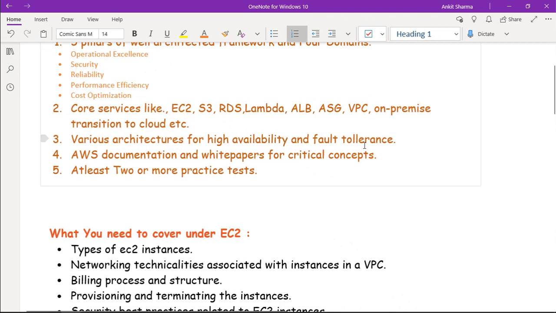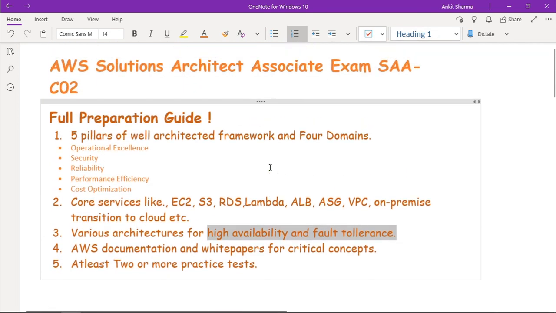And the third factor which you must cover would be various architectures for high availability and fault tolerance. I'm mentioning this especially because high availability is something which AWS stresses quite a lot. You have to be highly fault tolerant and highly available. You will get to this point because in every service you talk about, like EC2, S3, RDS, they have certain availability and fault tolerance. So whatever the service may be, the question will always come down to high availability and fault tolerance. So this is a very important factor when you learn about things. Please consider it and don't ignore it.